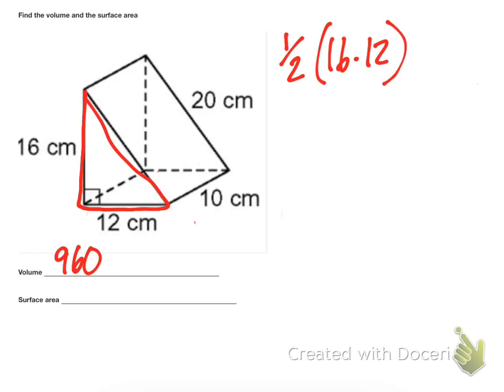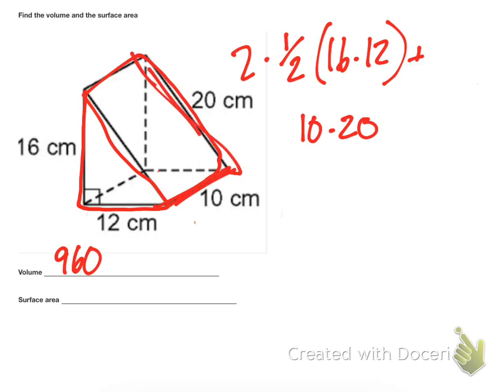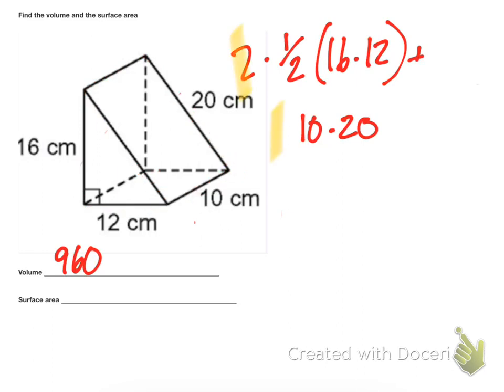Now, let's do some of the other sides. Here's another side right there. My length times width is 10 times 20. Perfect. It's 10 and it's 20. Excellent. Now we've got 2 other sides, because here we've got 1 side, 2 sides. We've got 2 sides, 3 sides, and 4, 5, and 6 sides.